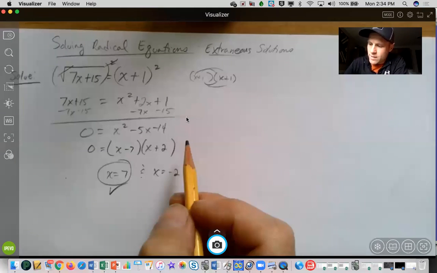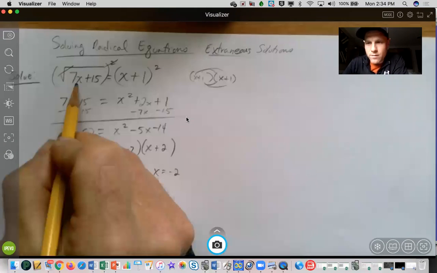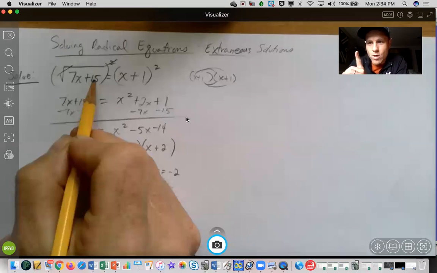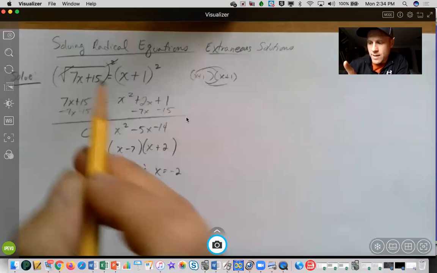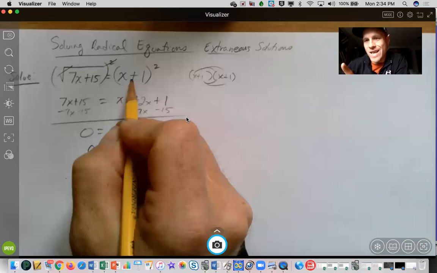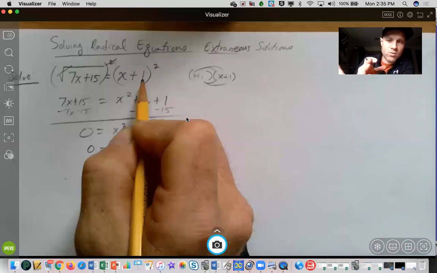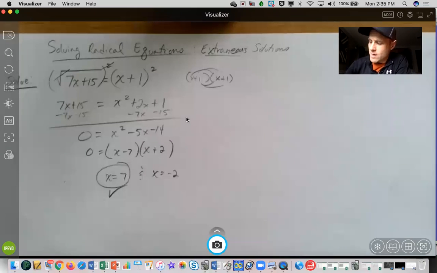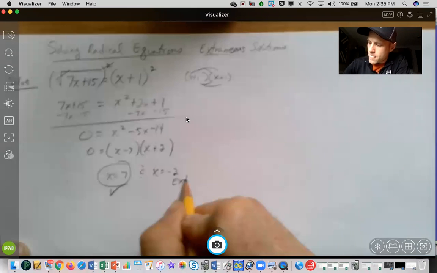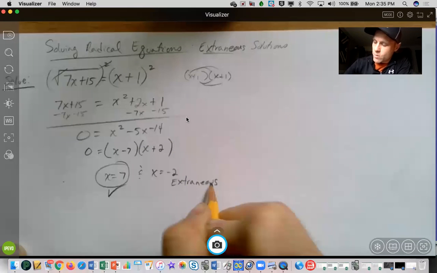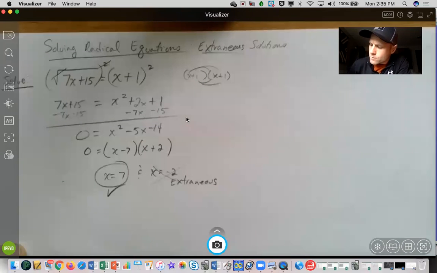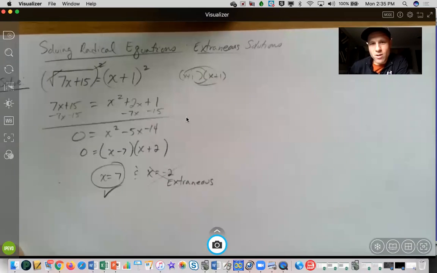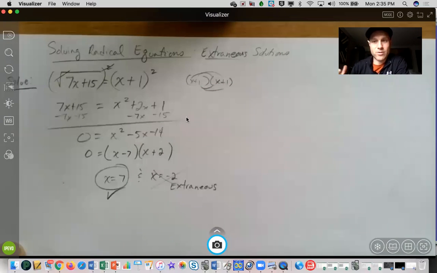Now, if I stuff the -2 back in over here, I get -14 plus 15, which is 1. The square root of 1 is 1, positive 1. Over here, if I stuff in a -2, I get -2 plus 1, which is -1. So on one side it's 1, on the other side it's -1. So this one right here is extraneous, because when I stuff it back in, I don't get the same number on both sides. All right. So that's what happens when you solve a radical equation. You get two possible answers on occasion, and maybe one of them is extraneous.